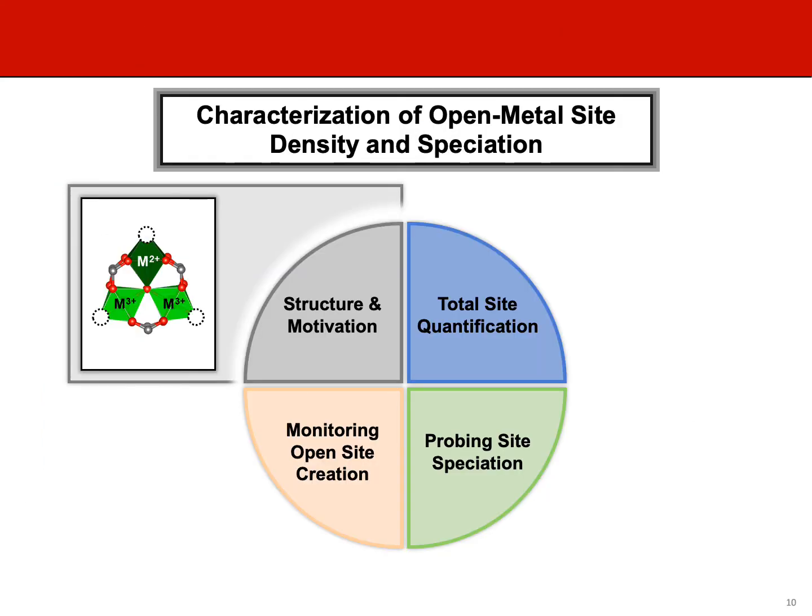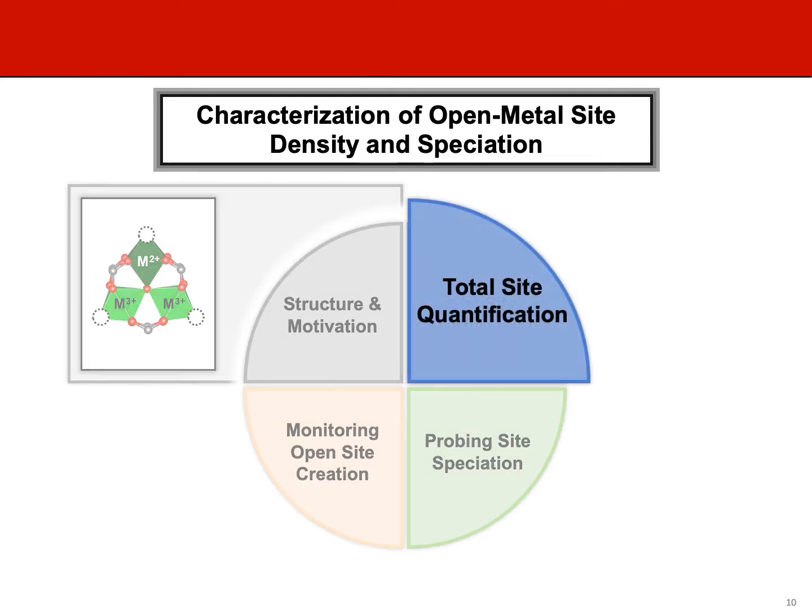So clearly, there's a need to develop methods that can help us quantify open metal site density, and we have MIL 100 chromium as a prototypical MOF that would allow us to do this. So next, let me go into the method that we use to quantify open metal site density.